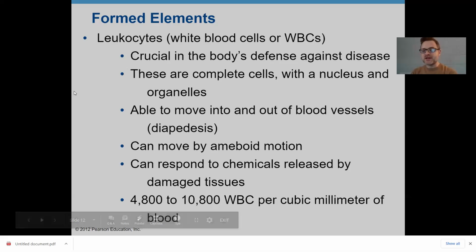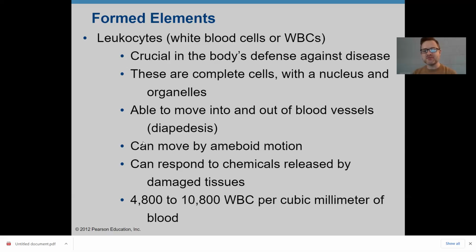So leukocytes are the second type of formed element. These are white blood cells. So this is your immune system, right? White blood cells are complete cells. They're not like red blood cells that are lacking a nucleus or organelles. These have a nucleus, they have organelles. They're very vibrant cells. They can do lots of things.